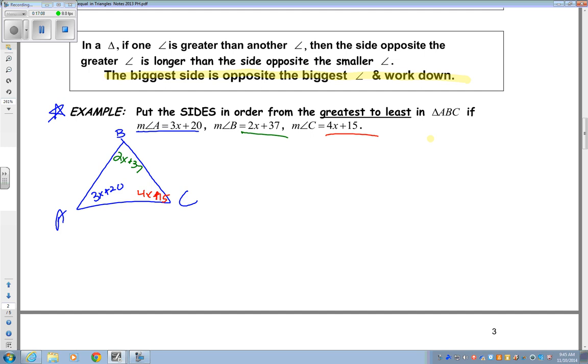So after I labeled it, what do you know? What are we going to use? Yeah, the triangle sum theorem states I can add them all up and equal 180. So we're going to have 3x plus 20 plus 2x plus 37 plus 4x plus 15 equals 180. You have to do that first. So see if you can simplify the equation and solve for x.